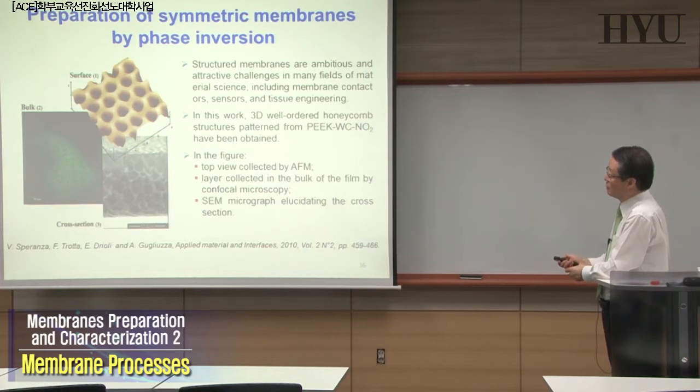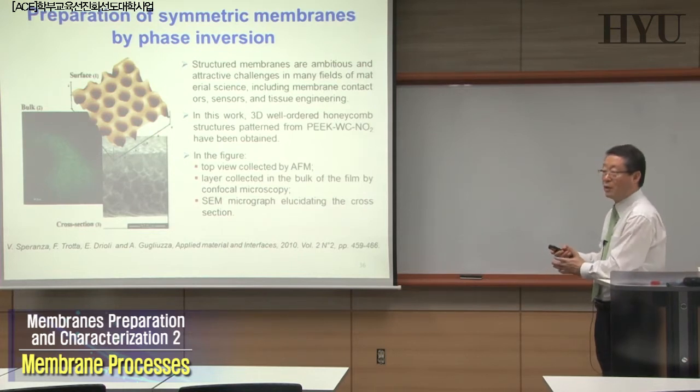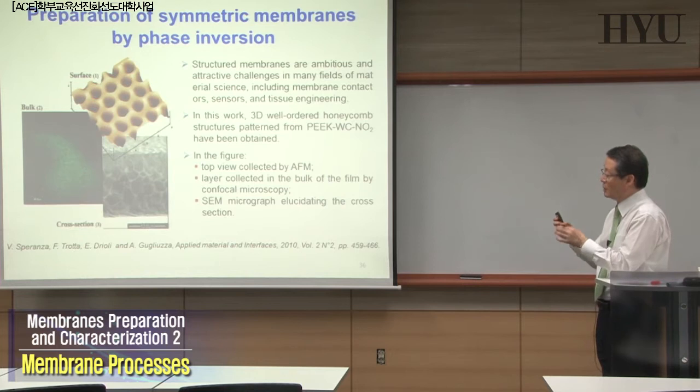This is one of the other examples, like PEEK, polyether ether ketone, with inorganic material, and you can see a well-defined structure such as this. This structured membrane can be very ambitious in some cases. If you have very well-controlled pore sizes with a very narrow size distribution, then there are a lot of applications, just like I mentioned about track-etched membranes. Track-etched membranes differ in the spacing between the pores, but in this case, you have a very well-defined structure. This is the AFM image of some of these structures.